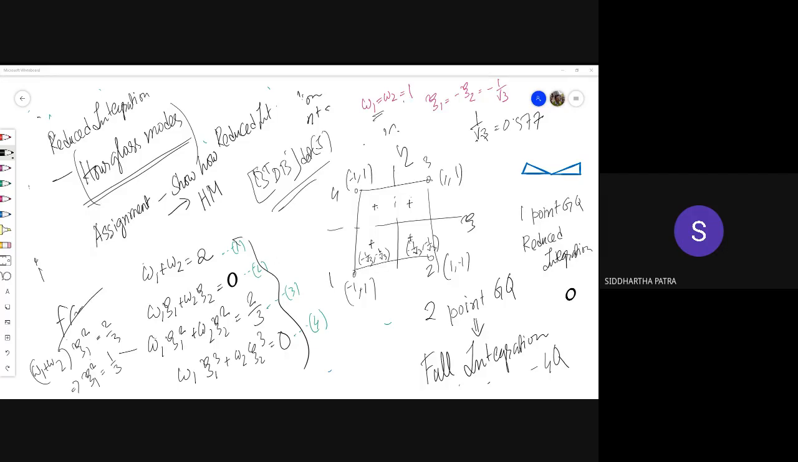But if you go for the full integration, your computational cost is 8 times higher. The amount of calculation that you are supposed to do to get the stiffness matrix using full integration is 8 times higher. It's always the balance between accuracy and the computational cost. On one hand there is accuracy, how accurately you can evaluate the stiffness matrix. On the other hand is the computational cost. It becomes 8 times higher.